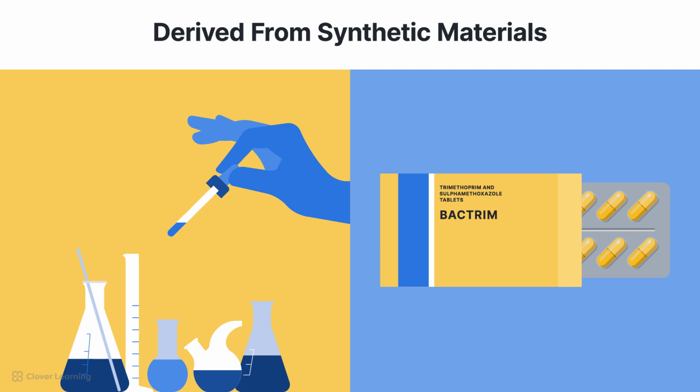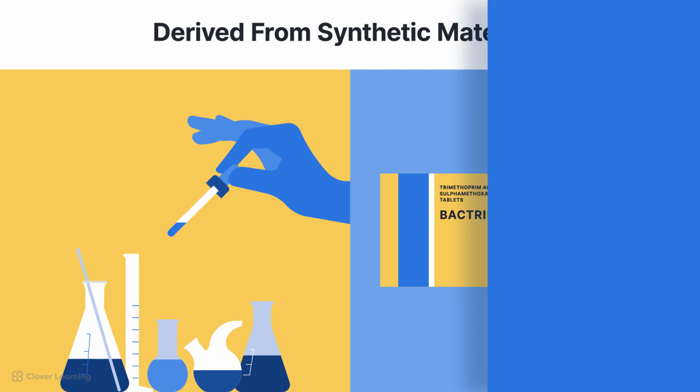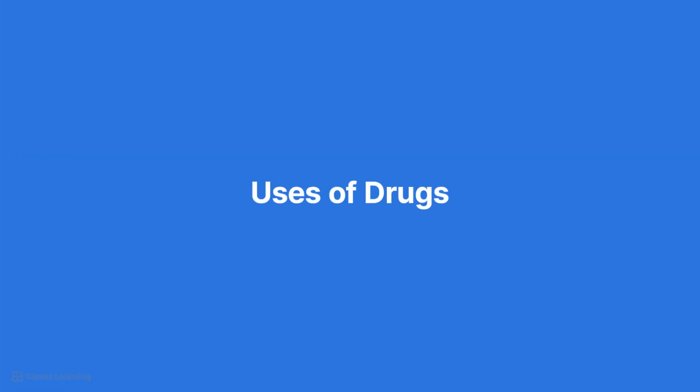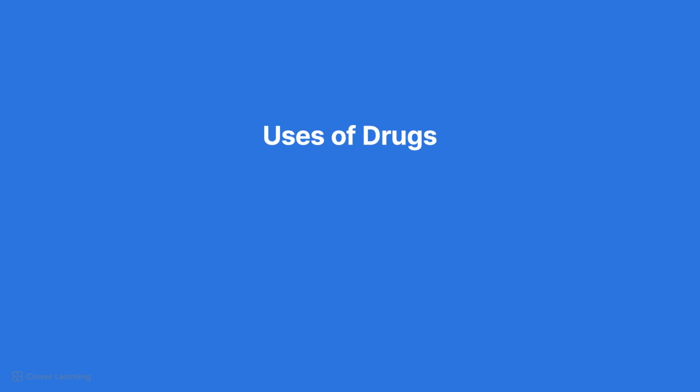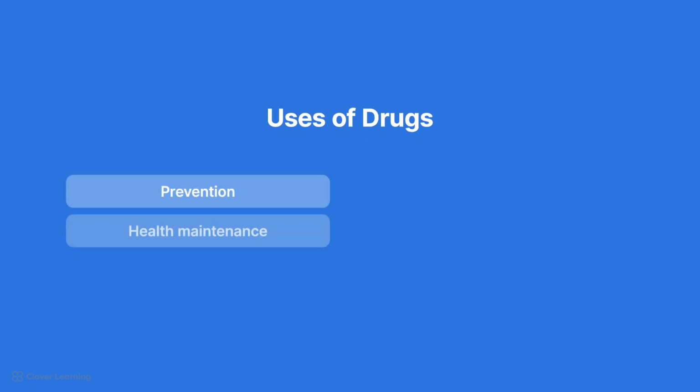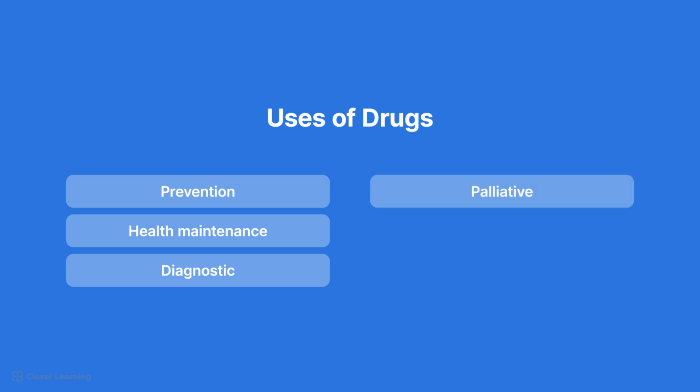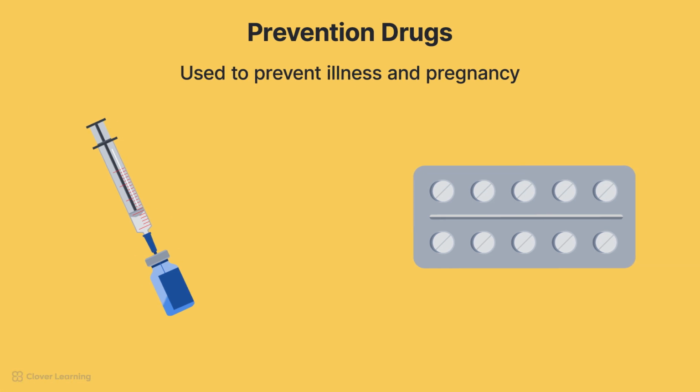Much of the time, drugs are synthetic, as synthetic drugs are more cost-effective and more easily quality controlled. We now know the 4 sources of drugs, so let's discuss the 6 uses of drugs. The 6 uses are prevention, health maintenance, diagnostic, palliative, treatment, and cure. Prevention drugs can be used to both prevent illness as well as to prevent pregnancy.